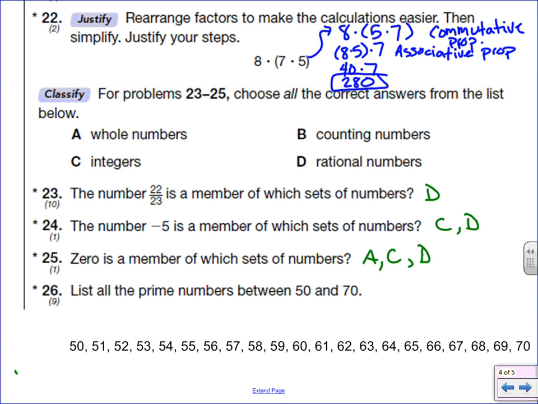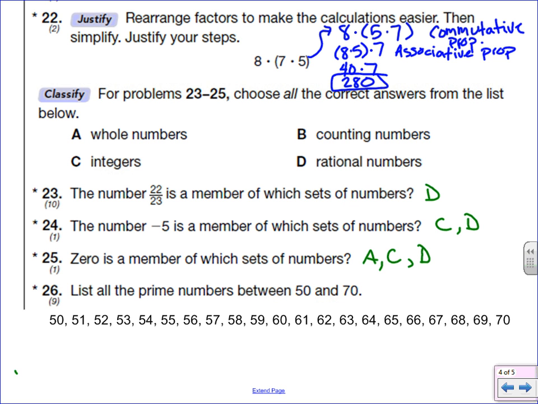All right, then in number 26, it says list all the prime numbers between 50 and 70. So what I've done is I went and just wrote out every number between 50 and 70, and I'm just going to cross out the ones that I know are not prime. So the easiest one is anything that's even is going to be divisible by 2. So I'm going to cross those ones out. So 50 is divisible by 2, 52, 54, 56, 58, 60, 62, 64, 66, 68, and 70. All those are even, and so they're divisible by 2, which means they're not prime.